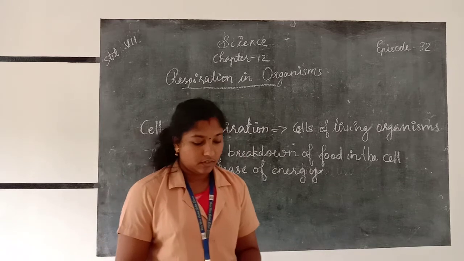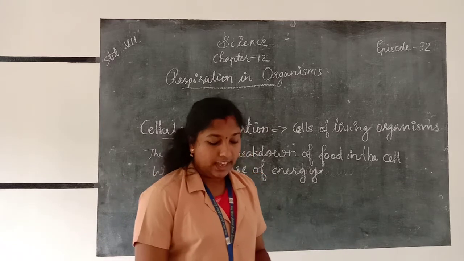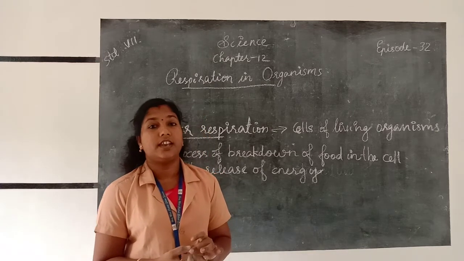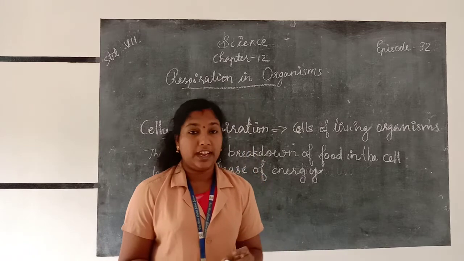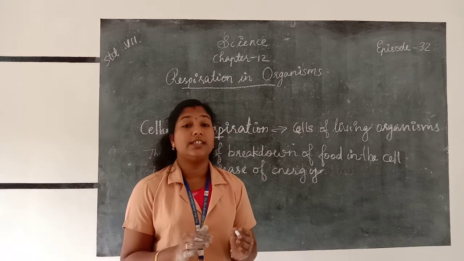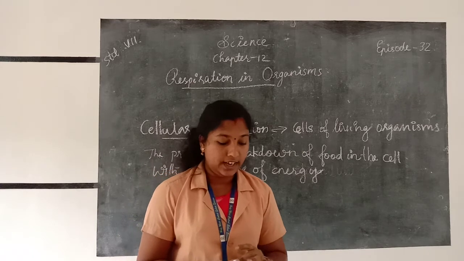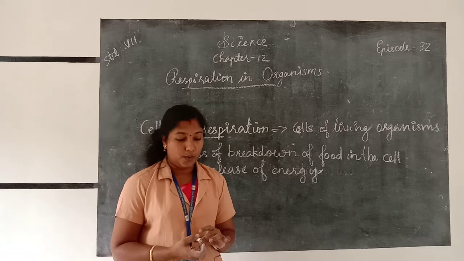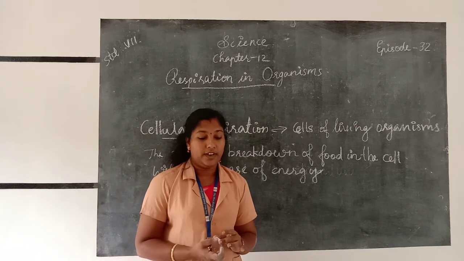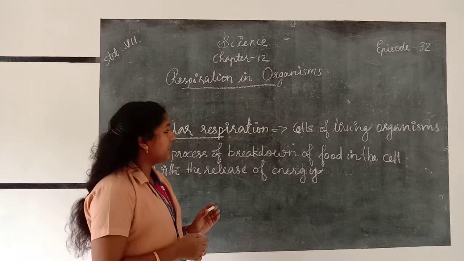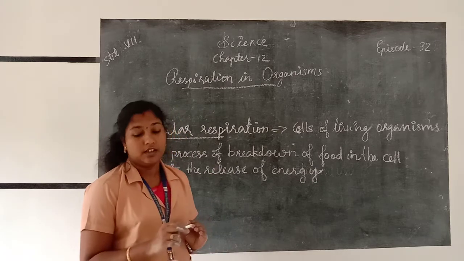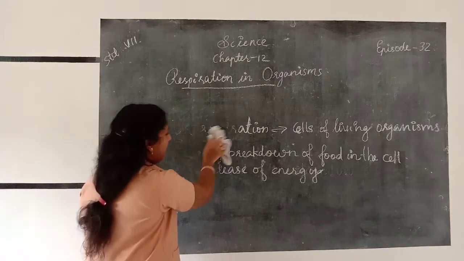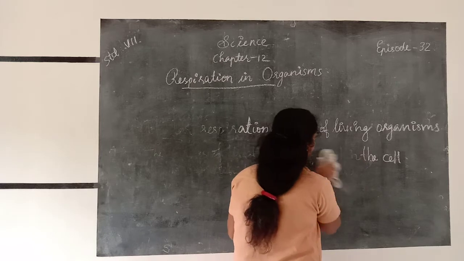Then in the cell, the food is present in the form of glucose. It is broken down into carbon dioxide and water with the help of oxygen. That is called aerobic respiration. Respiration is of two types. First one, aerobic respiration. Second one, anaerobic respiration.